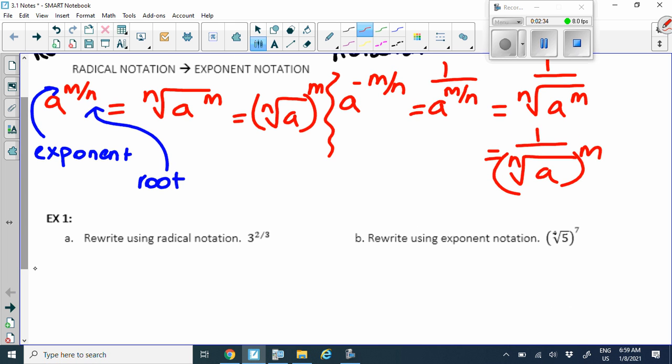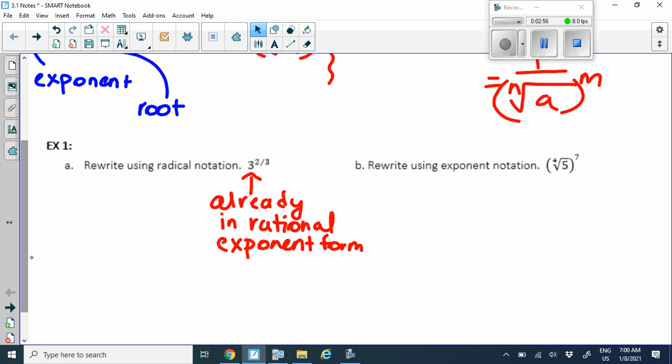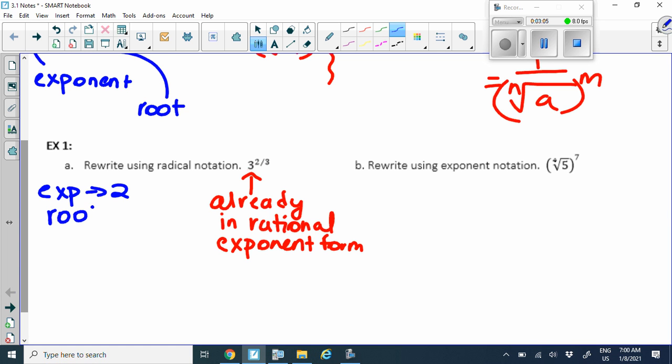So let's look at example 1a. We write using radical notation. So notice that we are already in rational exponent form. So what we need to figure out is what is our exponent and what is the root? Well, the exponent is going to be the 2, and the root is going to be the 3.